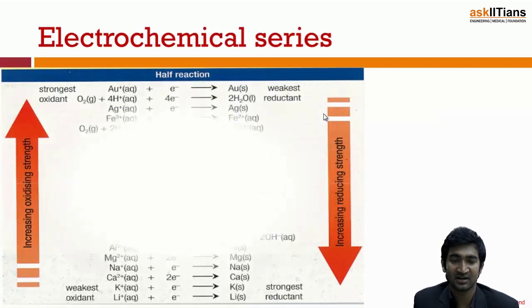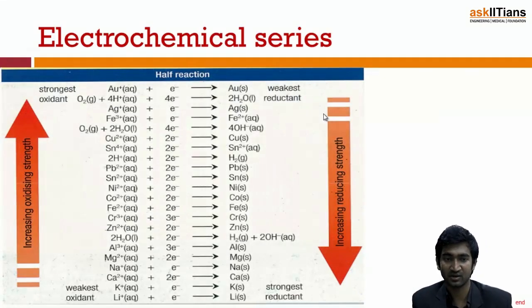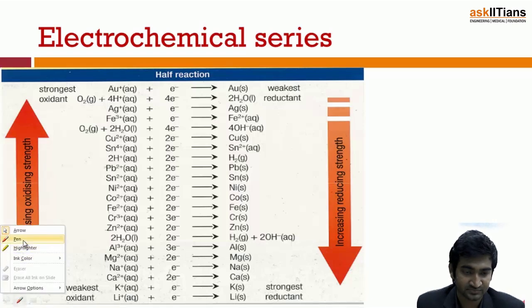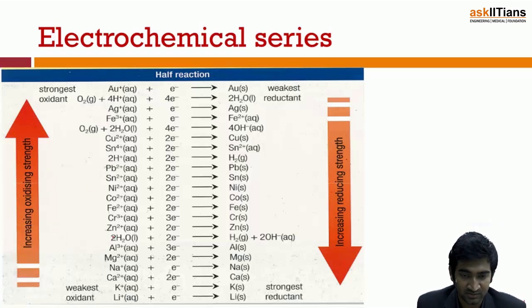So this is the table, guys, of reduction potentials, the electrochemical series, you can see. And if I just highlight this, this is the position where hydrogen comes. So Cu2+ is above that. So most of the time, you have to remember that copper cannot replace hydrogen from any salt.